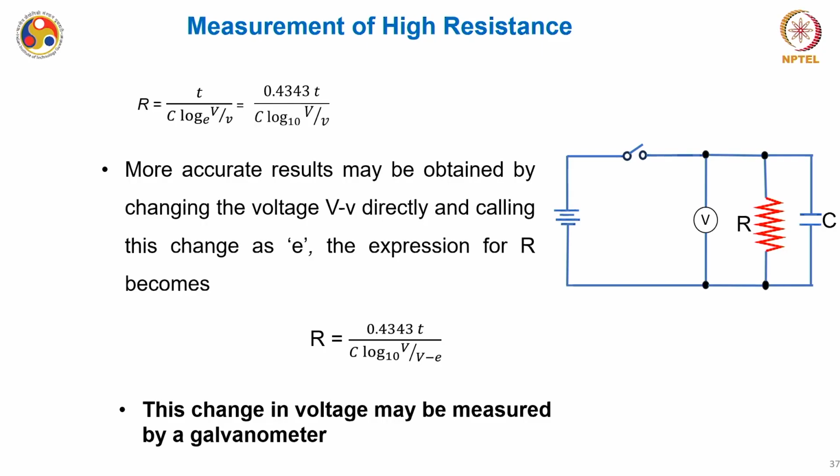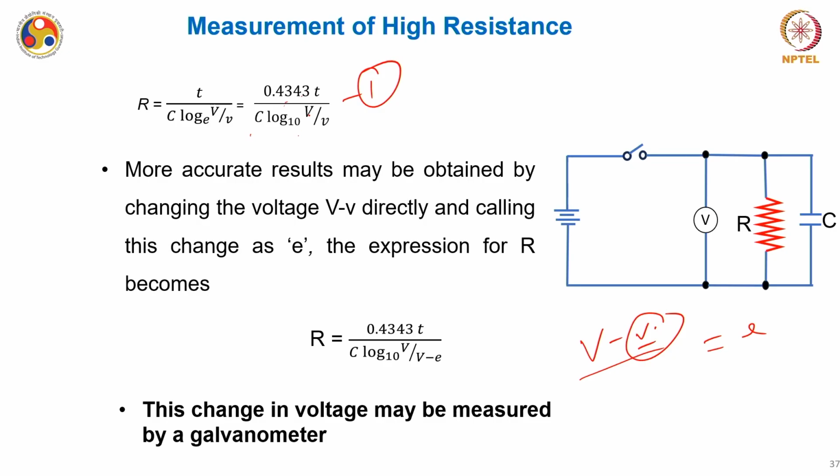Usually in practice, in place of calculating the actual V, what we do is calculate V minus small v, or the battery EMF minus the voltmeter reading, and say we call this value E. Now this R value comes from this equation. For example, say I am calling this equation 1: R was 0.4343 t by C log 10 V by v.